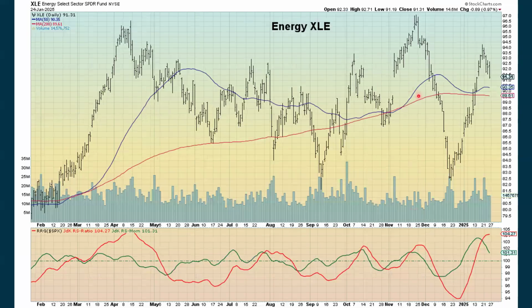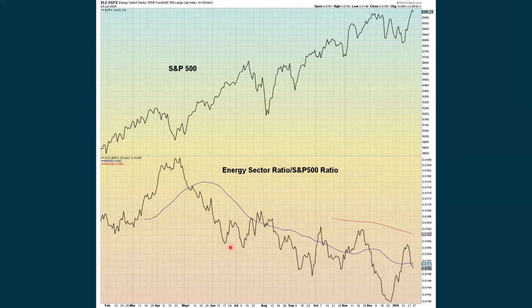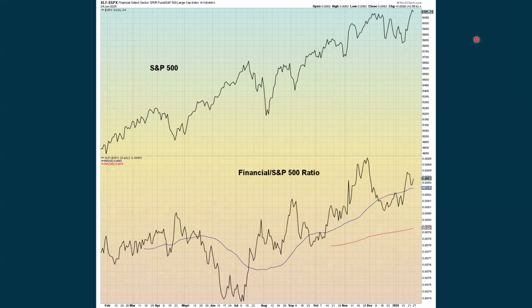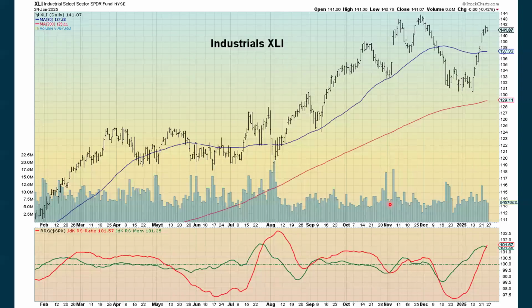Energy, which has just been going down, now has been going up. It's still in an uptrend. It's been really choppy lately. But when we do a ratio, even though it improved quite a bit, it's still underperforming the S&P longer term. Financials, we want the financials to do well, and they are doing well. They were able to get back above their 50-day moving average, and they are in an uptrend and doing pretty good here when compared to the S&P.